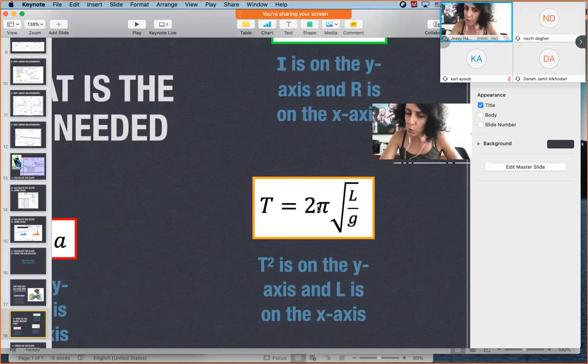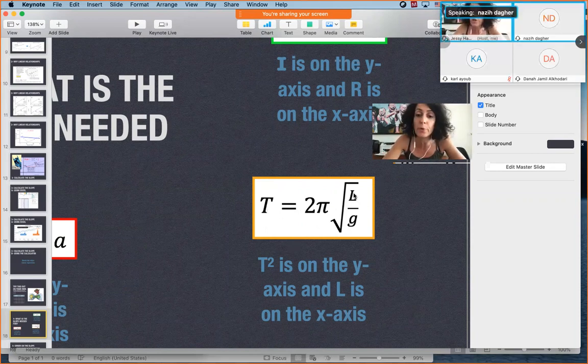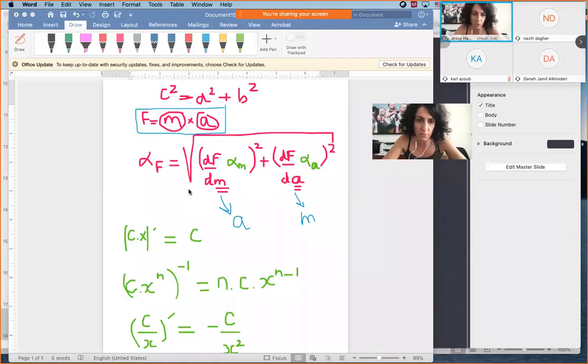T is equal to 2 pi square root of L over G. You see that T and L are not proportional. They will not give you a straight line. But if you plot T squared versus L, and maybe I can use this document.